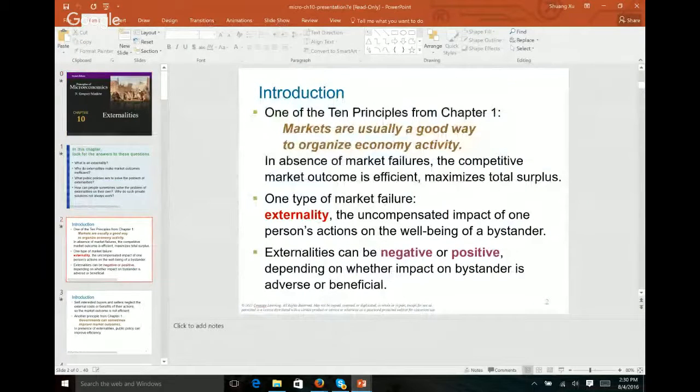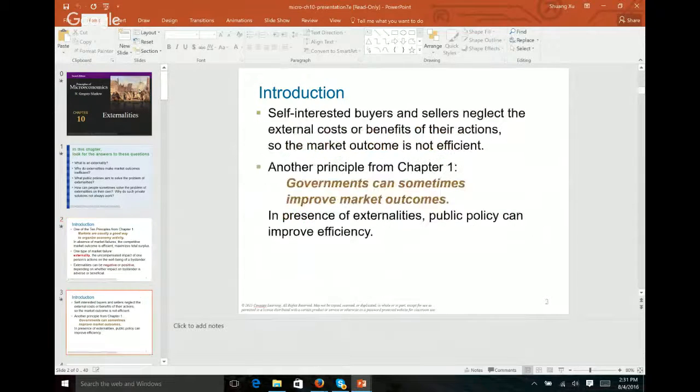Externality is the uncompensated impact of one person's action on the well-being of a bystander. So whatever you do, if you're impacting other people's consumption or other people's quality of life, this is called an externality. And you can have two kinds: a positive or a negative externality. So make sure you know what those are.